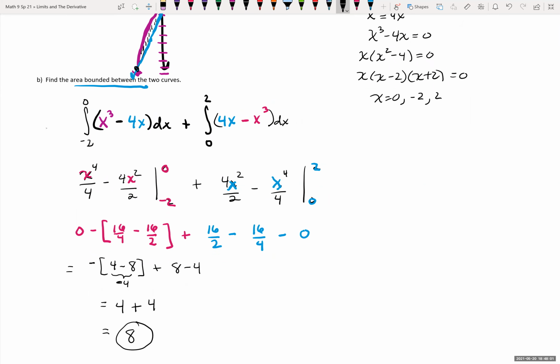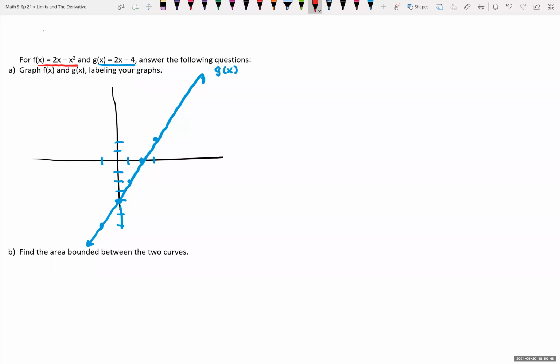Okay, so here we have g of x. And then let's look at f of x. Well, f of x, again, I can see that this is a parabola, 2x minus x squared. I can see that's a parabola facing downwards. I can find my vertex. There's a couple ways to do it. It's not in vertex form.